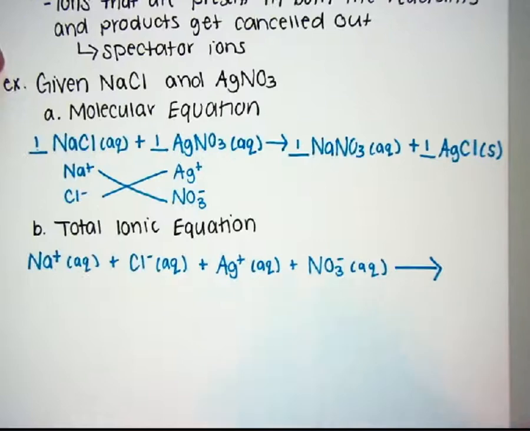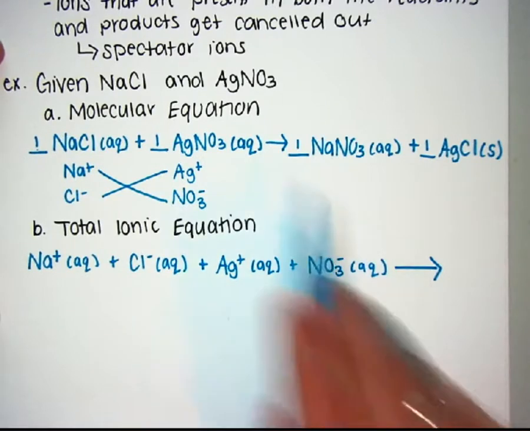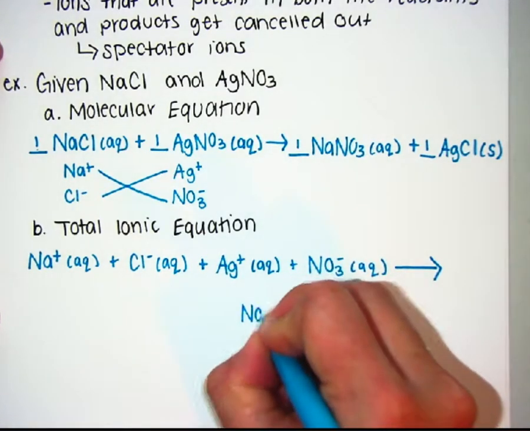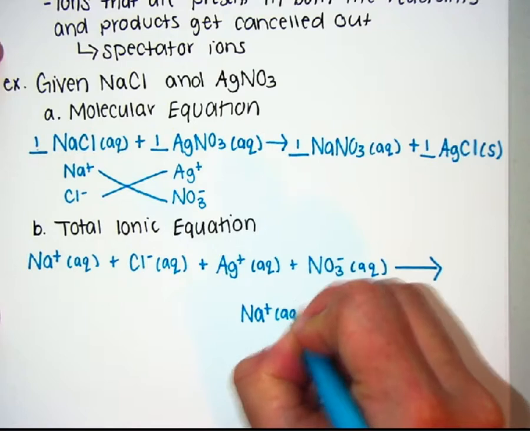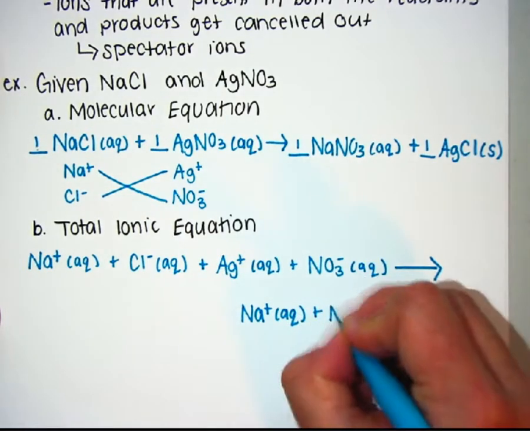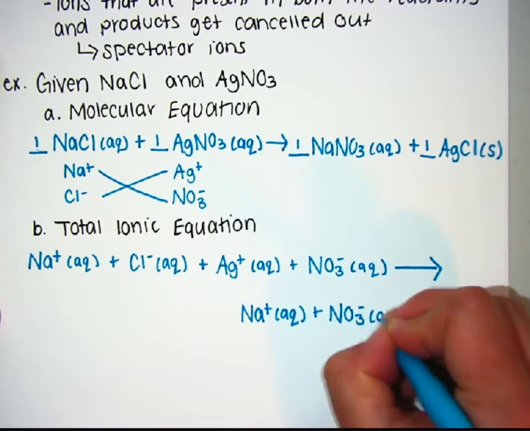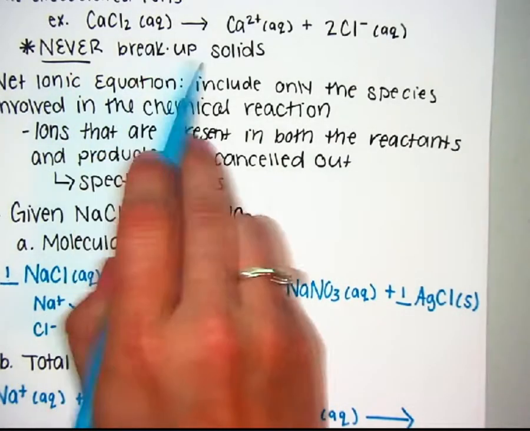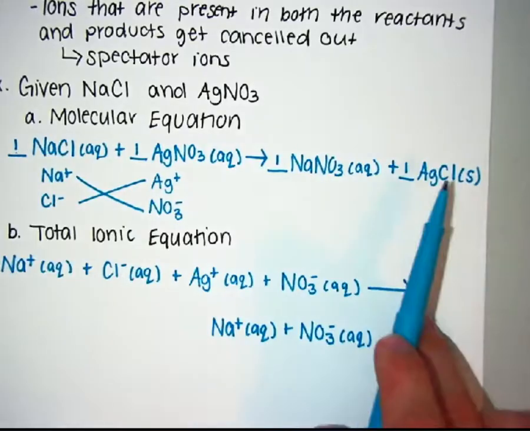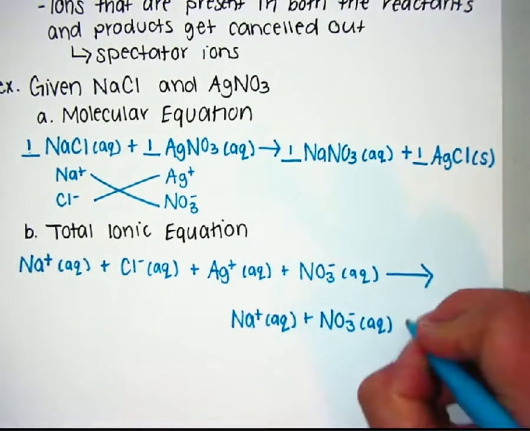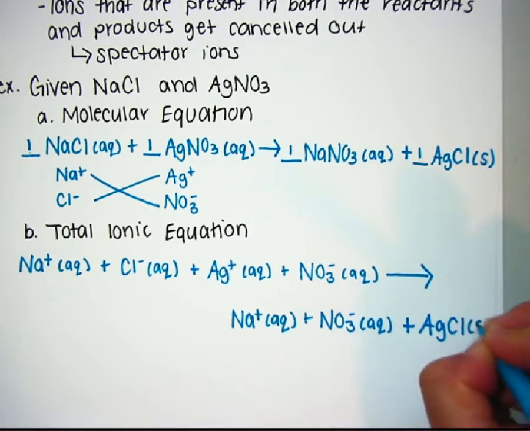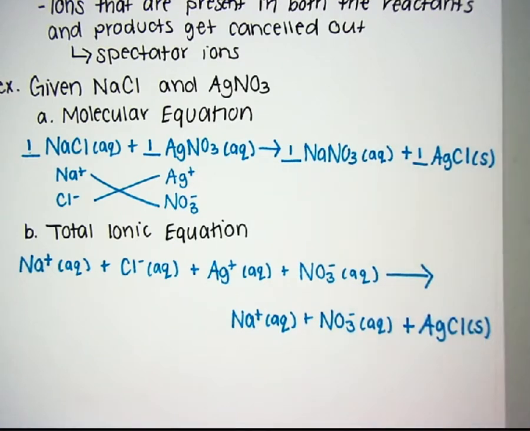I'm going to run out of room on my page, so I'm going to do my products down here. Sodium nitrate, again, is aqueous. So it breaks up into sodium ions and nitrate ions. Lastly, never break up solids. Silver chloride is a solid, so I'm not going to break it up. I'm going to leave it as an ionic compound, AgCl. So this would be my total ionic equation.